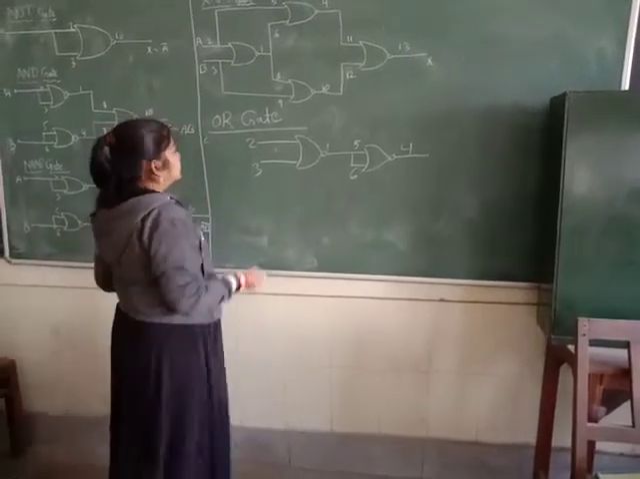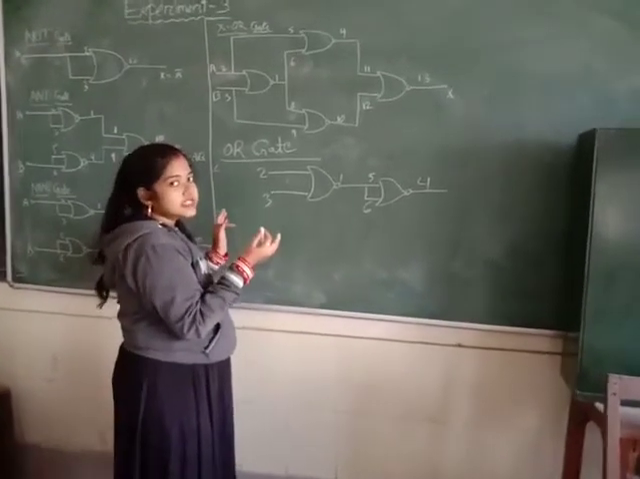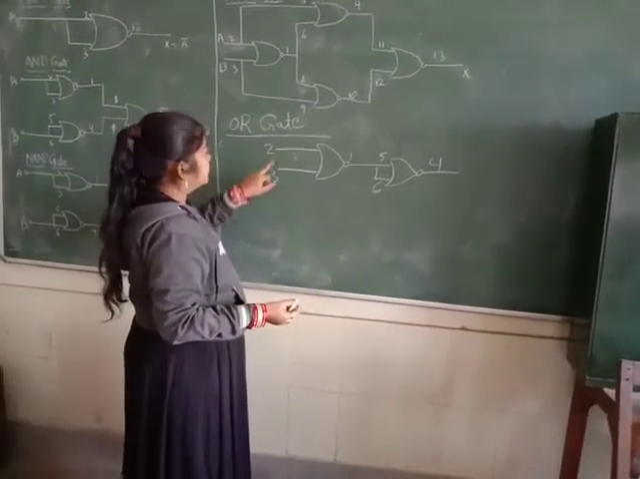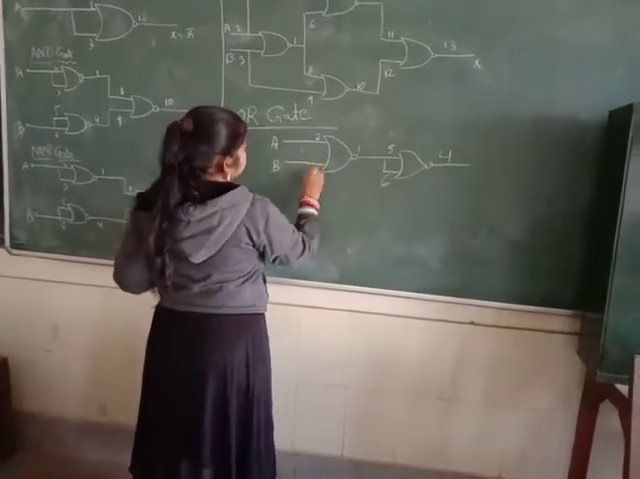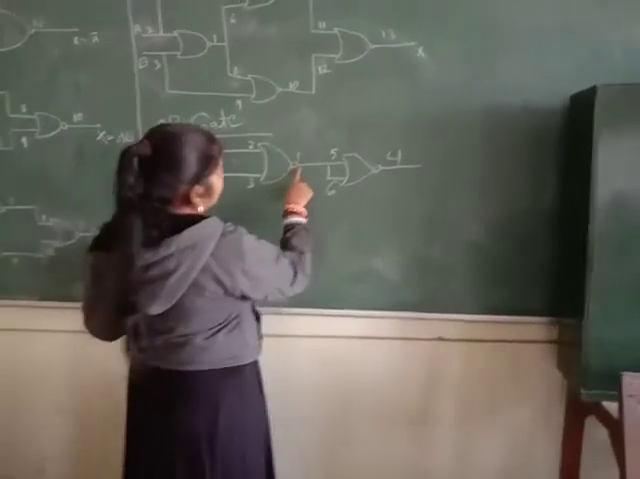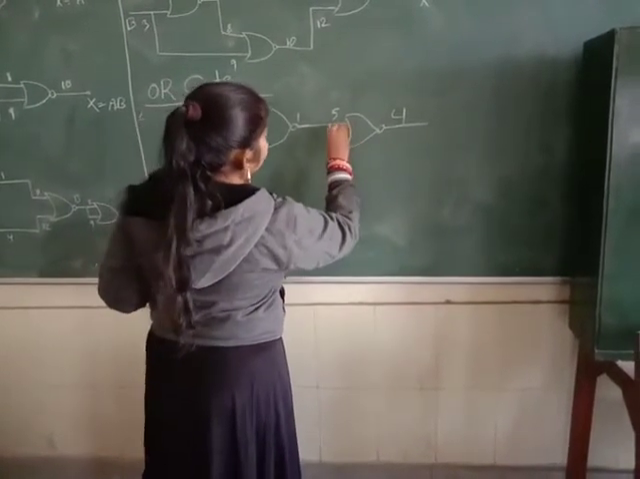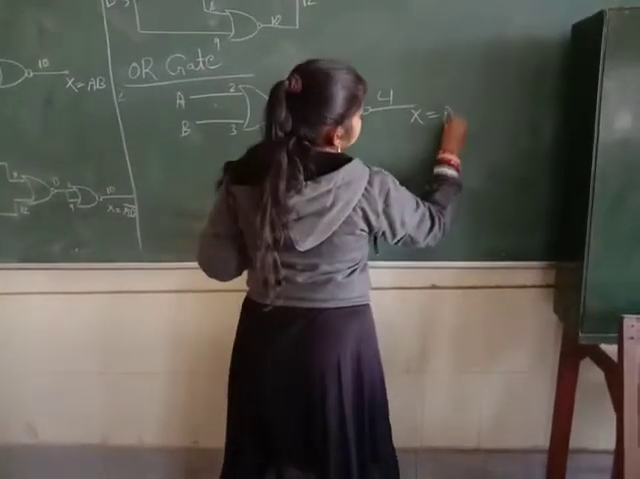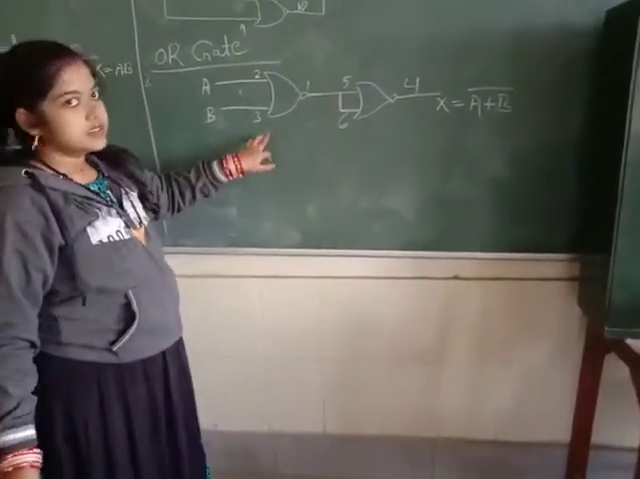OR gate. In the previous experiment, I also explained to you that the OR gate is the inverting gate of the NOR gate. So here we take two inputs, A to pin number 2 and B to pin number 3. Then the output from pin number 1 will feed into pin number 5 and then short pin number 6, and the final output of this gate we can see in pin number 4. This is the gate.